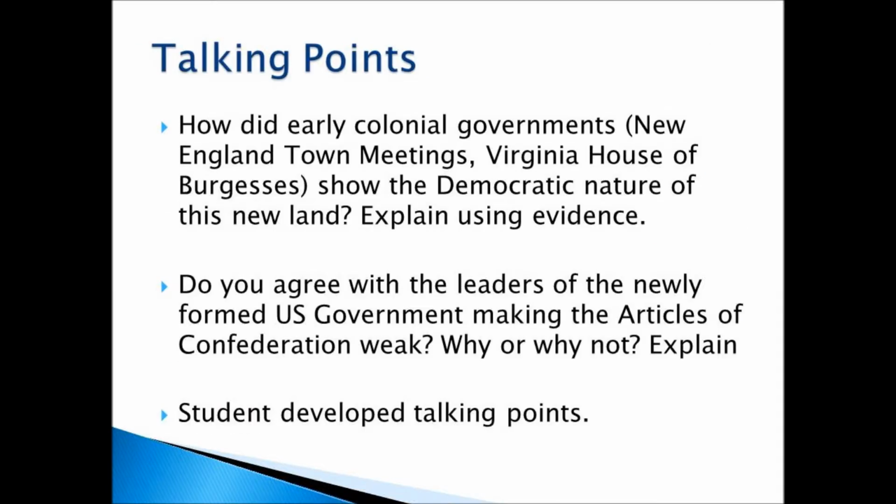Your talking points for today. How did early colonial governments, New England town meetings and the Virginia House of Burgesses, show the democratic nature of this new land? Basically, how did they show how this was a more democratic land? Explain using evidence. And do you agree with the leaders of the newly formed U.S. government making the Articles of Confederation weak? Why or why not? Explain. And then you have some student-developed talking points, so please have some ready for us.